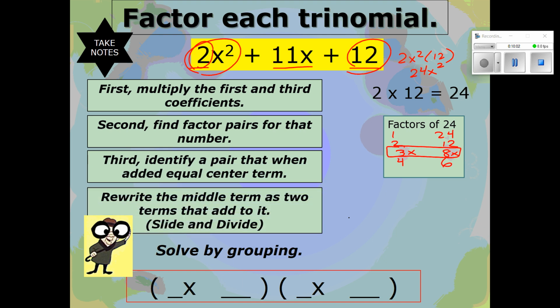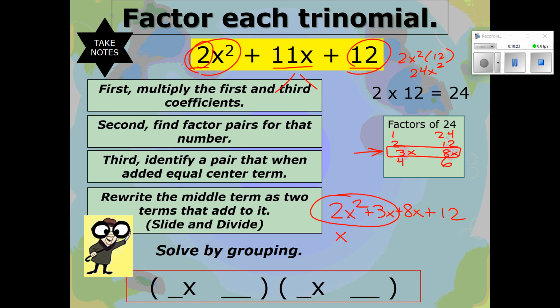So now we are going to do our slide and divide. We slide down the first term. We slide down the last term, and we divide the middle term into our two terms that we identified right here. I'll just do the 3x first. 3x plus 8x. Now we have four terms, so we do our factor by grouping.